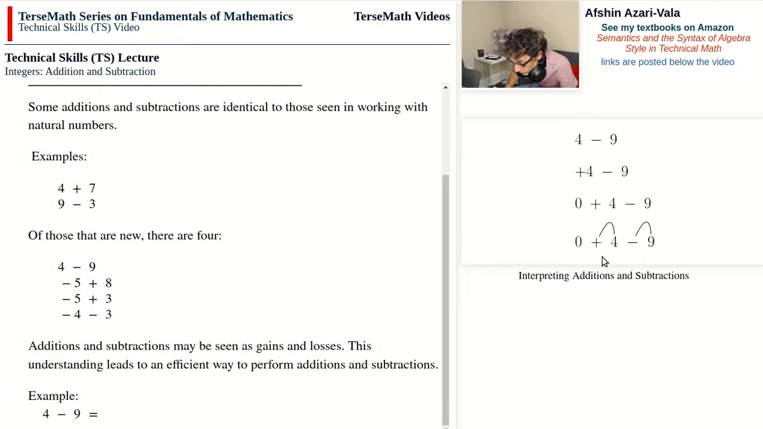So this is the view that we will adopt, and we always see any additions and subtractions as applying to the term that follows, and in this case the terms are just numbers. So we have a gain of 4 followed by a loss of 9.